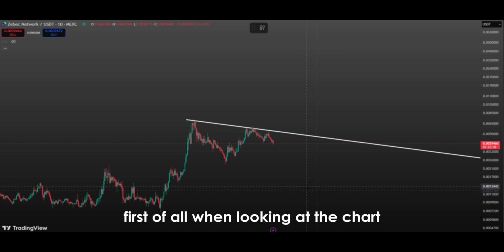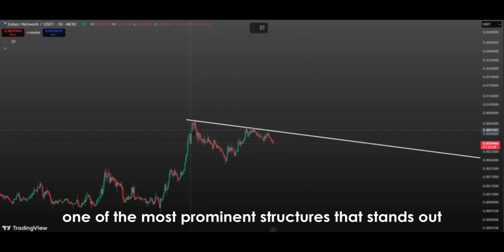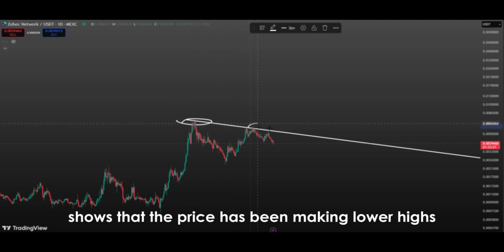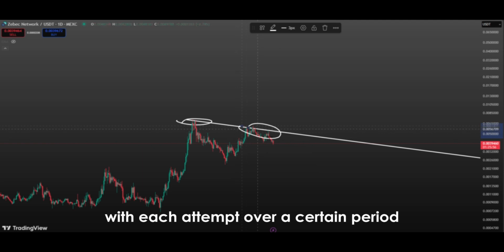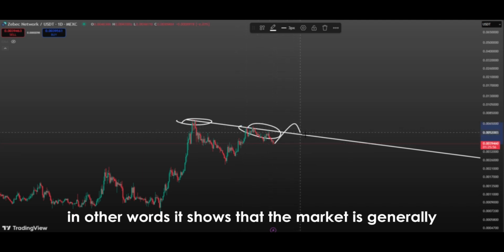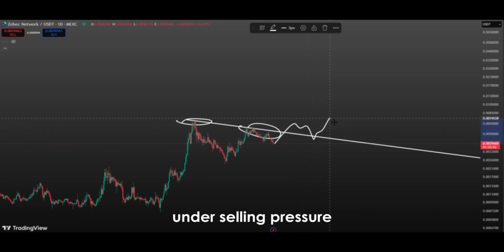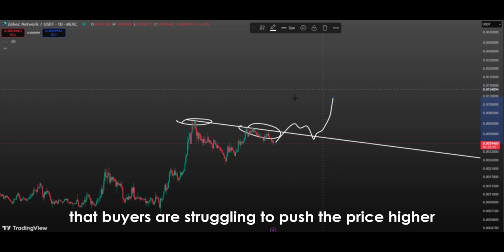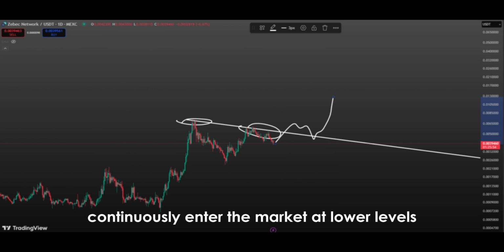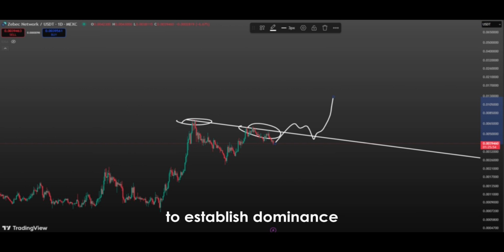First of all, when looking at the chart, one of the most prominent structures that stands out is the descending trend line. A descending trend shows that the price has been making lower highs with each attempt over a certain period, indicating a downward movement. In other words, it shows that the market is generally under selling pressure, that buyers are struggling to push the price higher, and that sellers continuously enter the market at lower levels to establish dominance.